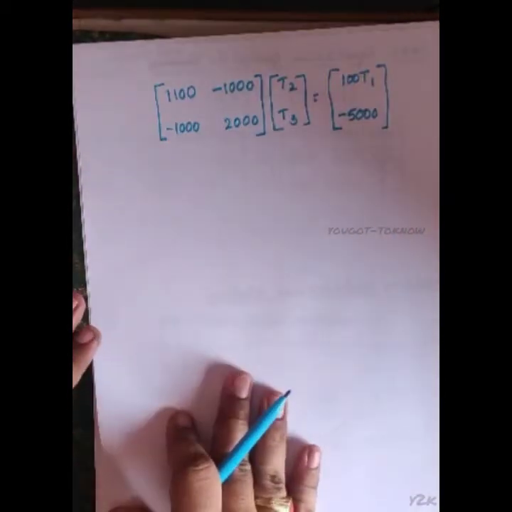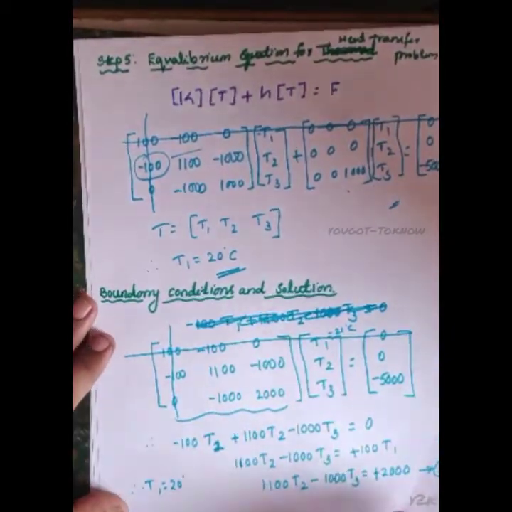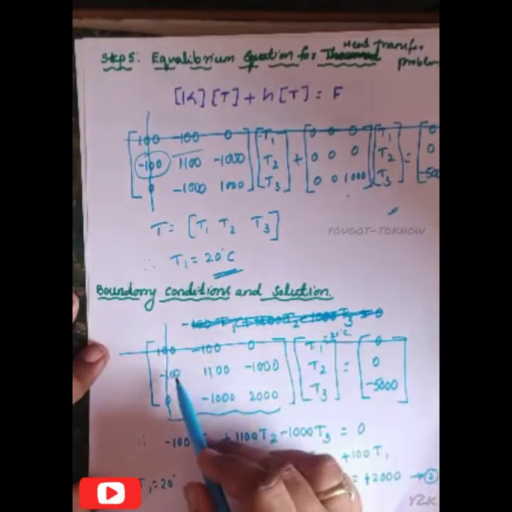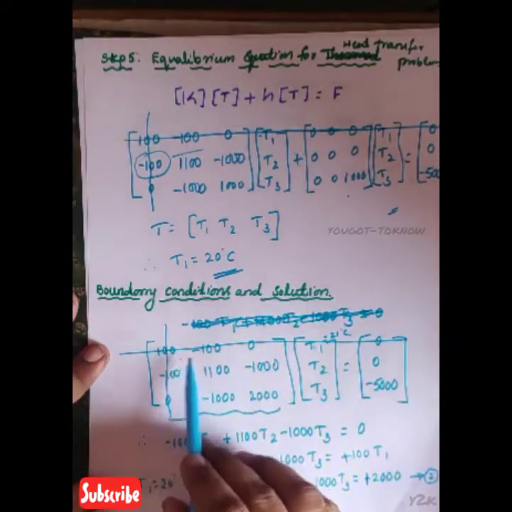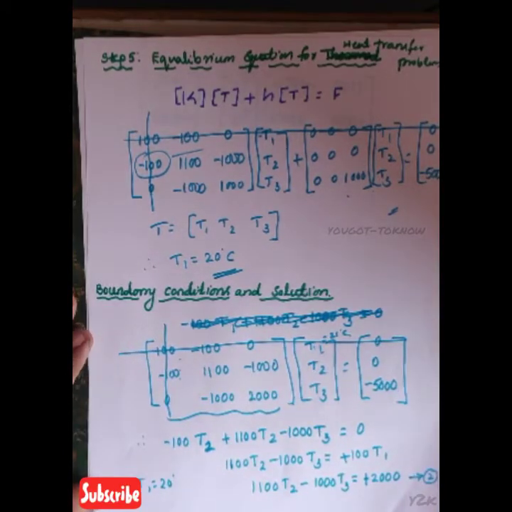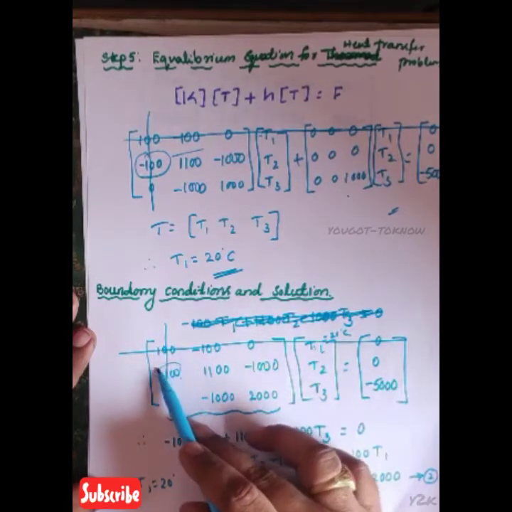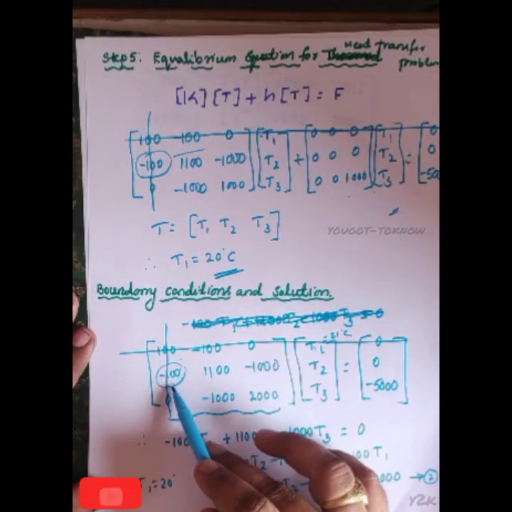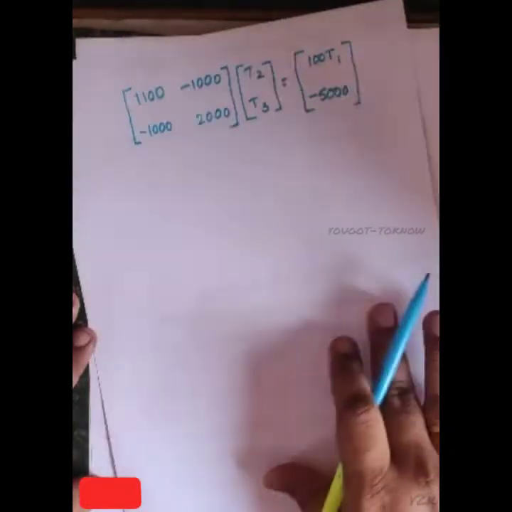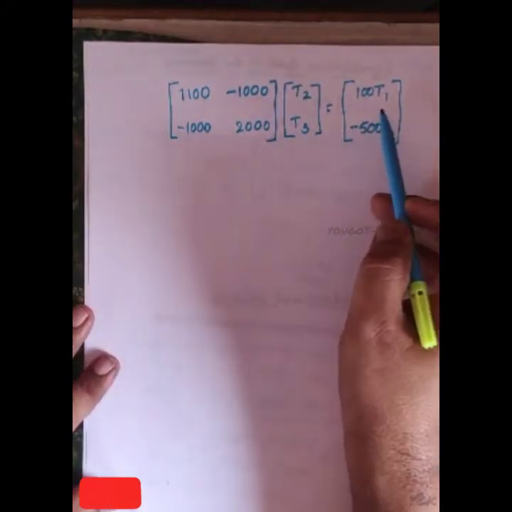Why plus 100 T1? Just observe here. There is a value there. If you bring it to this side, it will become plus 100 because this value will be there. If you multiply these two, you are going to get a value. If you solve it with the first column eliminated, you won't get anything. But in the second row, if you observe, there is a value there. If you formulate this equation, it will be like this. Because of that, the second row will be changed like this: 1100, minus 1000, T2, minus 1000, 2000, into T3, 100 T1.